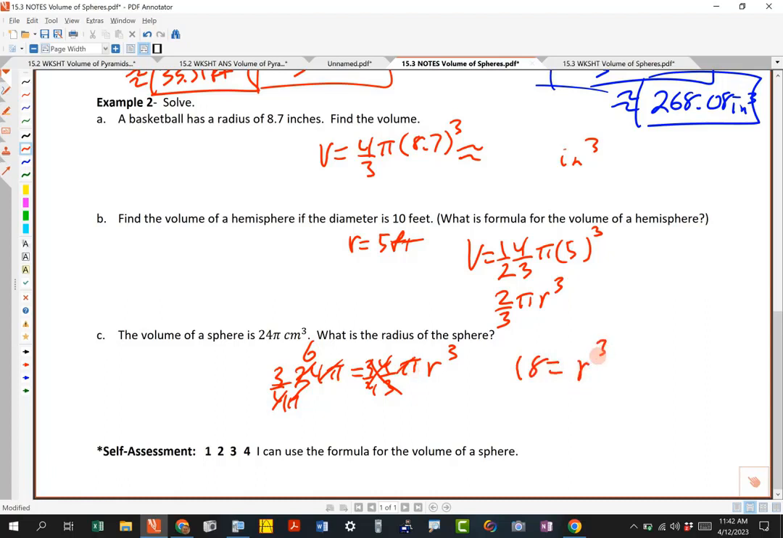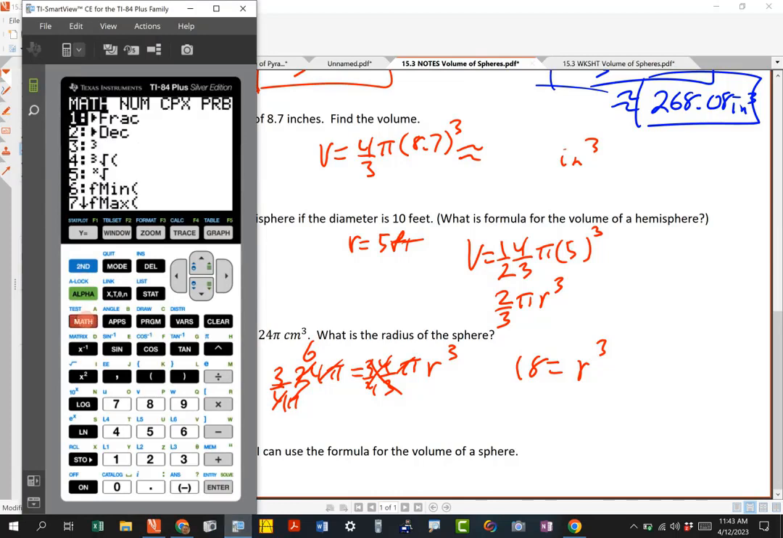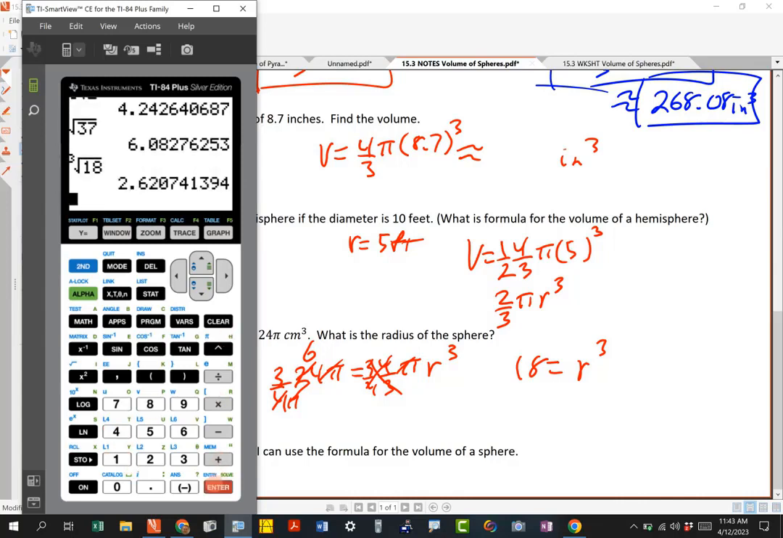And wait just a second. How do I undo cubing? I like this one. How do we undo cubing? Take the cube root. Where's the cube root button on your calculator? In math. In order to find the cube root button, you're going to find that in math. So we're going to hit math. It's number 4. So cube root of 18: 2.62074139. Okay. 2.62 centimeters. Does anybody know a different way to calculate a cube root?